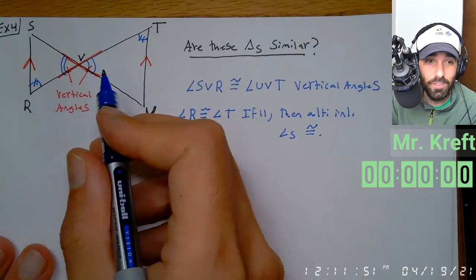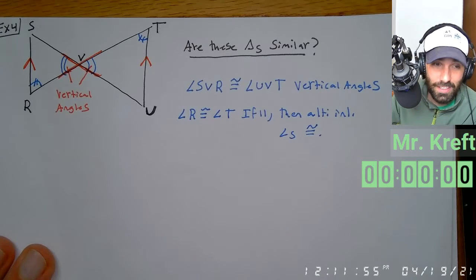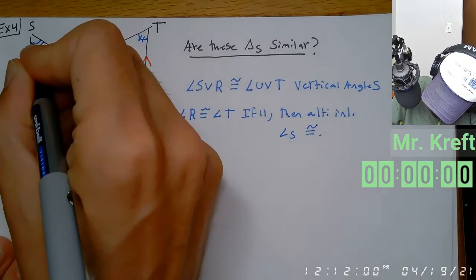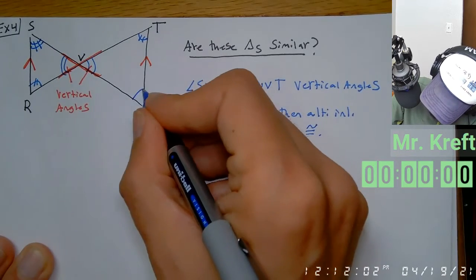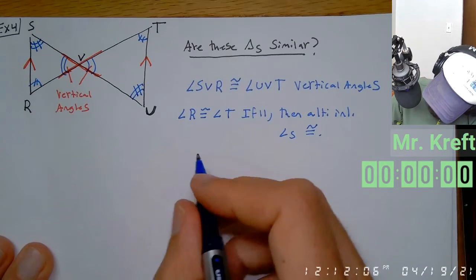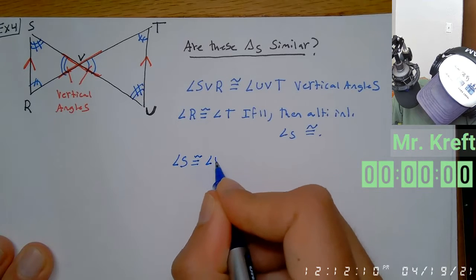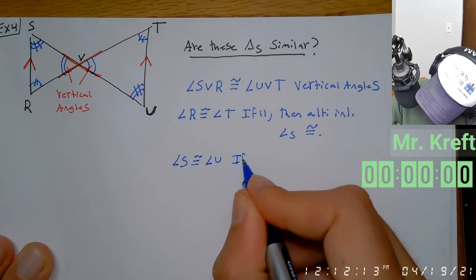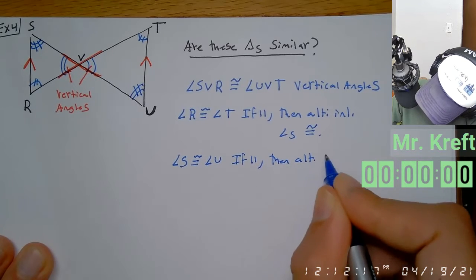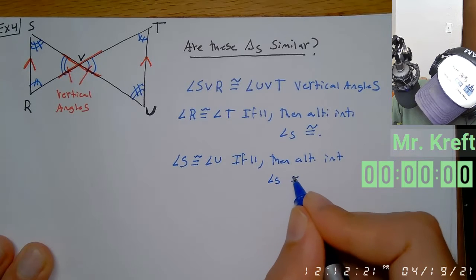Okay, so we have a pair of alternate interior, and this is the part that's really crazy. We can use alternate interior again if we wanted to, right? So if I have these two, just trying to come up with a different symbol there, right? Angle S is going to be congruent to angle U because if parallel lines, then alternate interior angles are congruent.